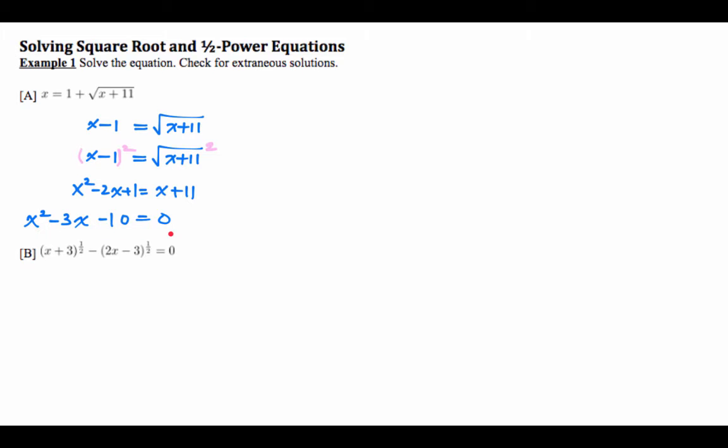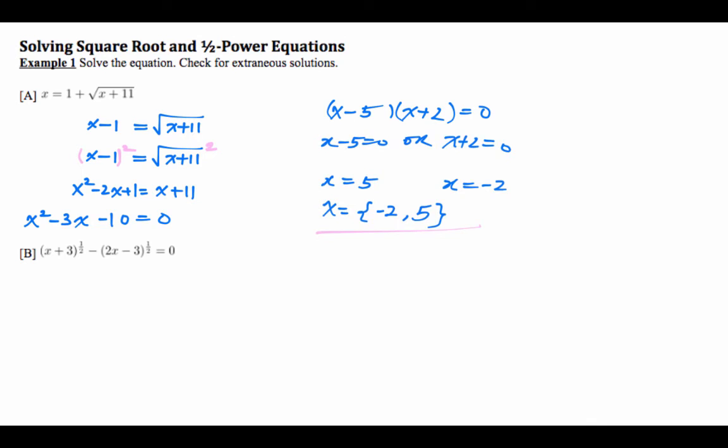This happens to be a quadratic equation. You should be able to do this either by quadratic formula or sometimes it's factorable. And in this particular case, it is factorable. Set each factor equal to 0. And then we end up with x equal to -2 or 5.